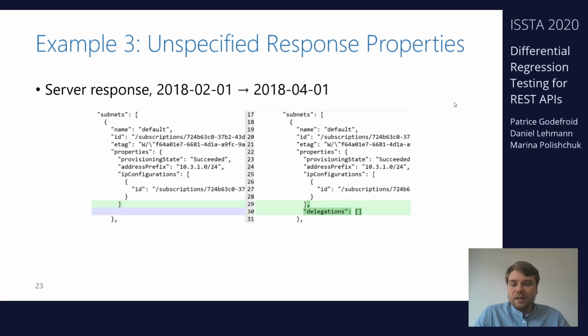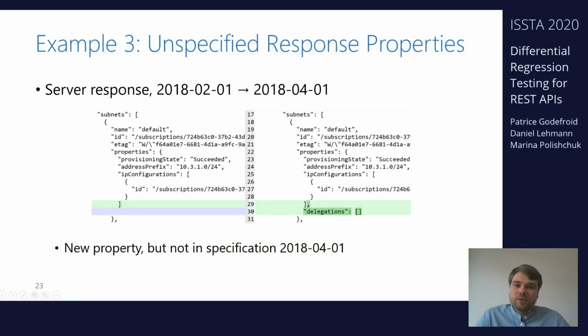And finally, the third example is one where the service has regressed. So we sent the same request from the same specification to two different service versions, once February 2018 and once service version April. And what we see is that the response is almost entirely the same, except that in April it returns a new property. And this property is not actually specified and could thus potentially break clients parsing this response.